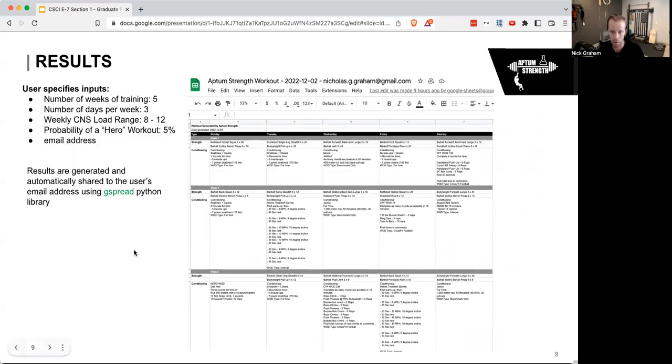All right, so now I'll get into some of the results that I was able to generate with this project. So I allowed user inputs: number of weeks, number of days per week, weekly CNS load range, so they could specify how demanding the total CNS load was across a given week. And then I also added this feature, the probability of what's called a hero workout, where they can specify the odds that a hero workout comes up as one of their conditioning workouts.